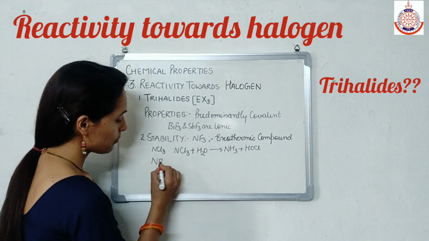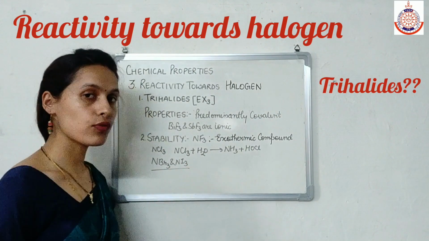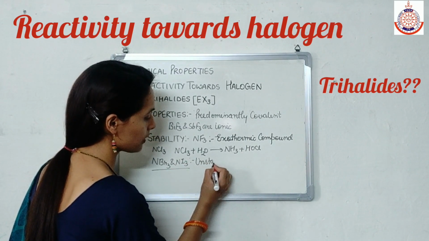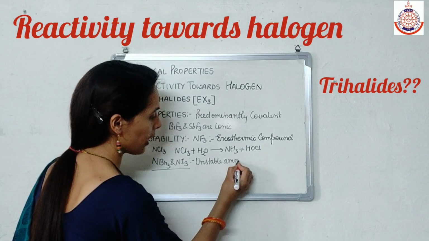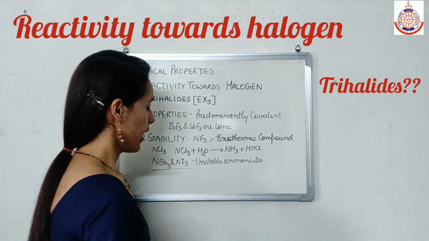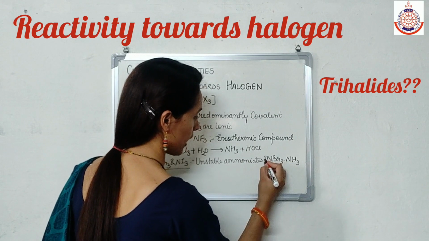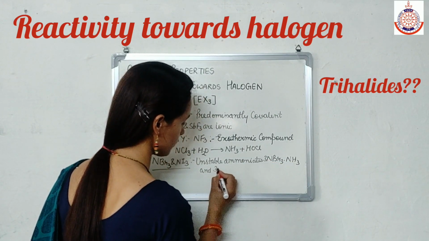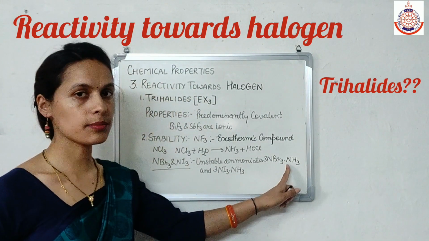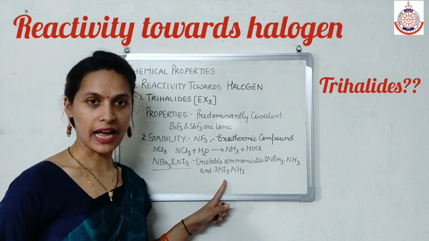If I talk about NBr3 and NI3, then these two occur in the form of unstable ammoniates, having the formulas NBr3·NH3 and 3NI3·NH3. This is the unstable ammoniate of bromine, and this one is the unstable ammoniate of iodine.